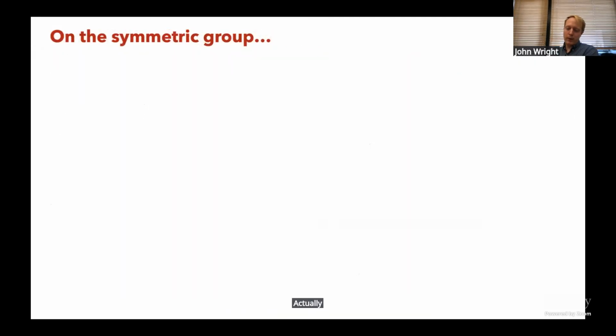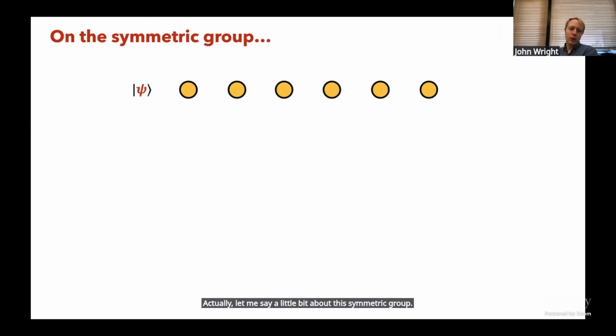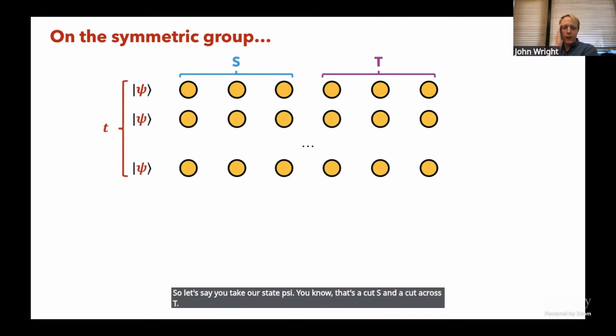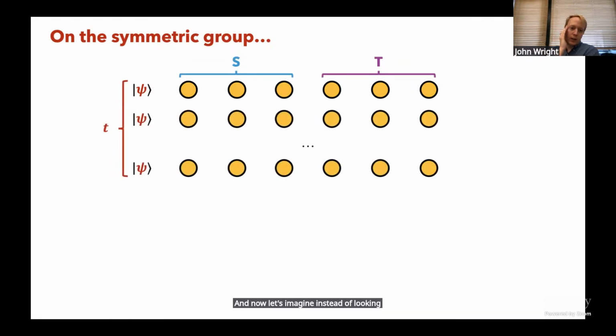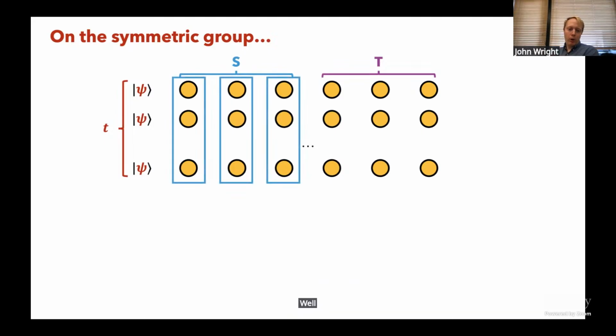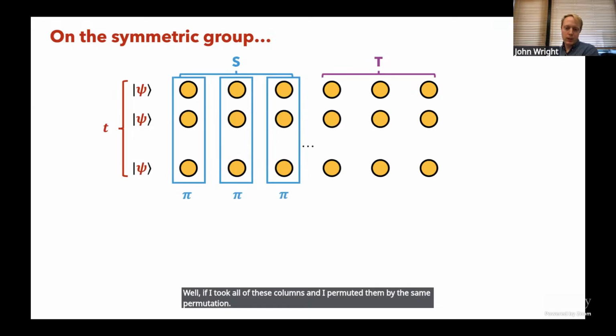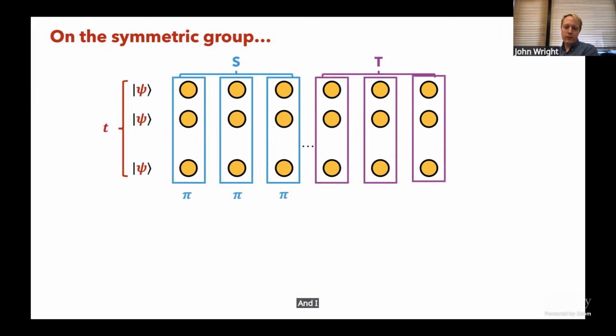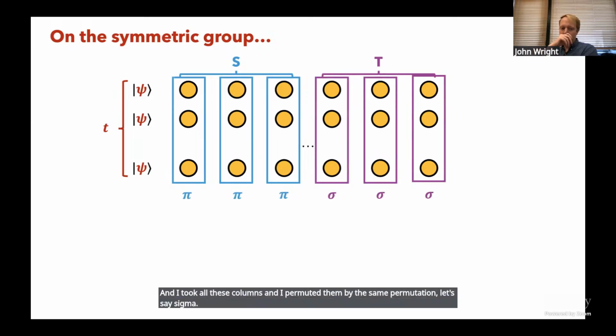Actually, let me say a little bit about this symmetric group, and why you might think you would like to solve it or use it for our problem. So let's say you take our state psi, with a cut S and a cut T. And now let's imagine that instead of looking at 2 copies of psi at a time, you looked at T copies of psi at a time. Well, if I took all of these columns and permuted them by the same permutation, pi, and I took all of these columns and permuted them by the same permutation, let's say sigma, then I would still get back the same state.